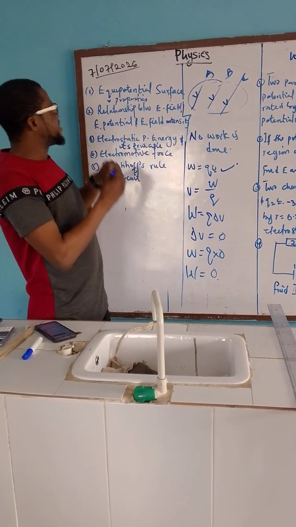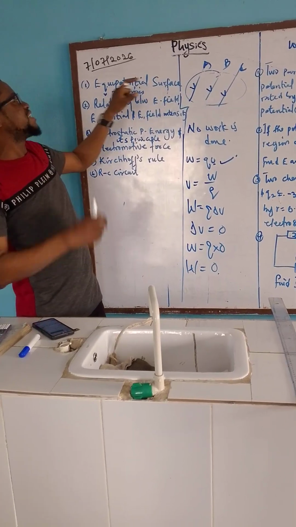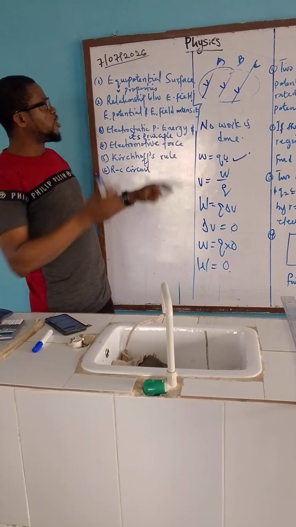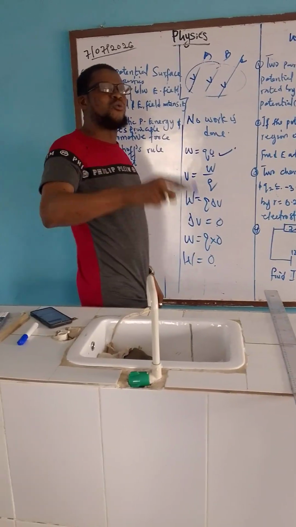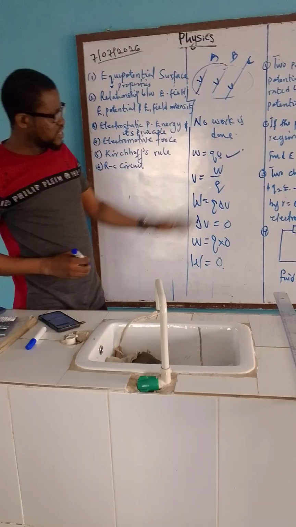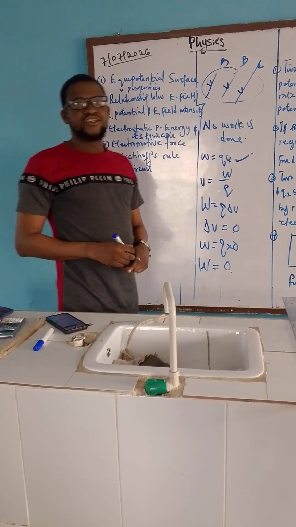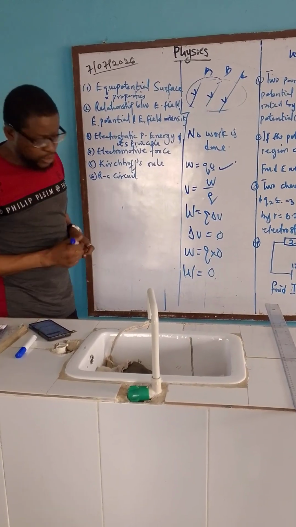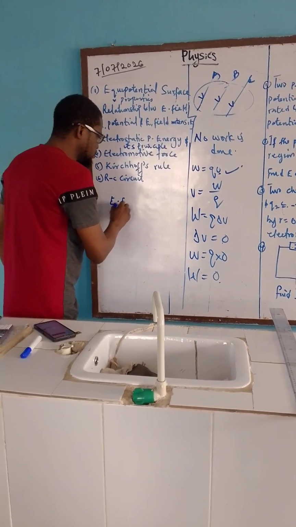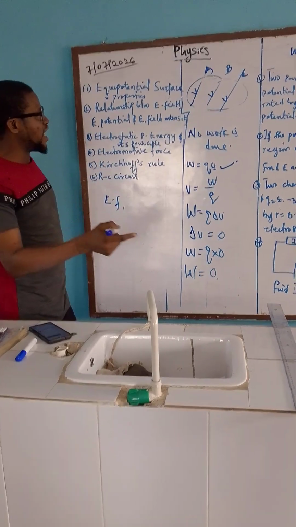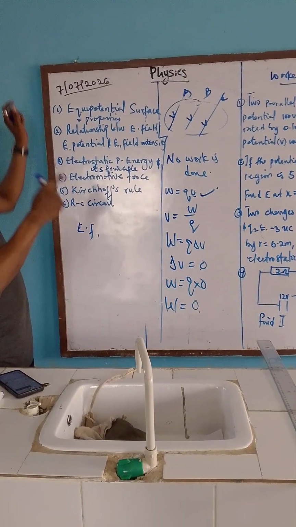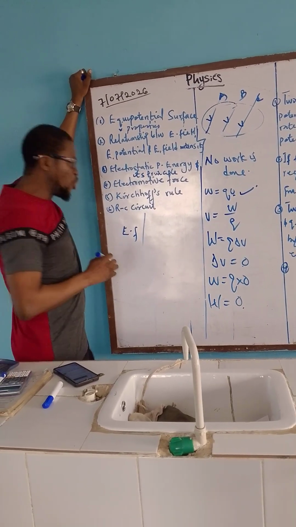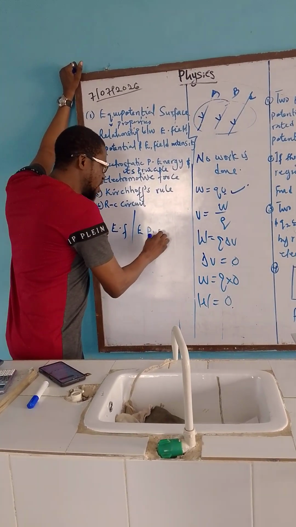Zero. So one of the properties of a surface that has equal electric potential is that there is no work done on that surface. And that is how we can prove that work done is always what? Zero. Another property we must know for this is that the electric field must be perpendicular to the electric potential surface. Perpendicular, it must form angle 90 to the electric potential surface.